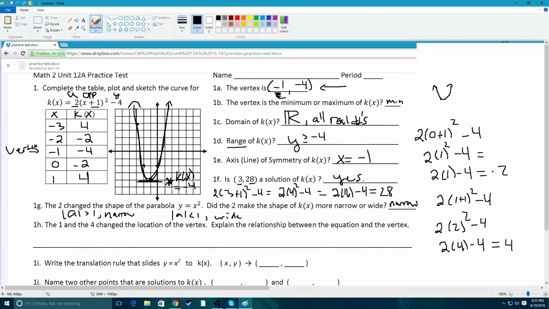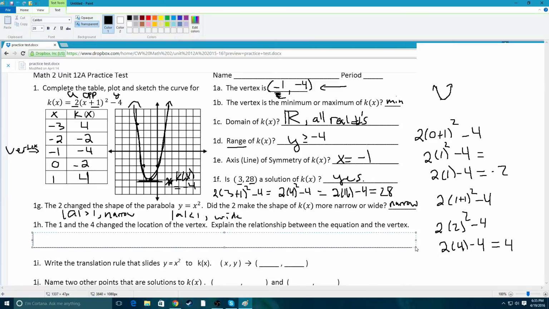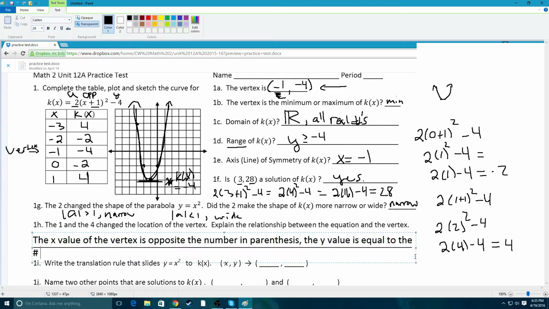Okay. So it's talking about the 1 and 4 changing the location of the vertex. All you would say is the x value of the vertex is opposite the number in parentheses. The y value is equal to the number outside the parentheses. That's all you've got to say.